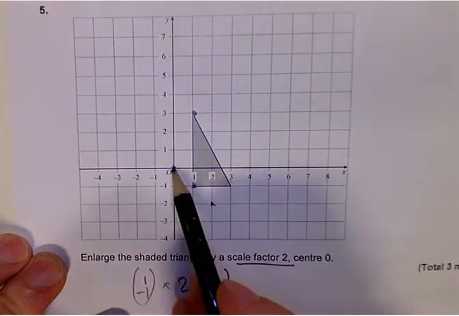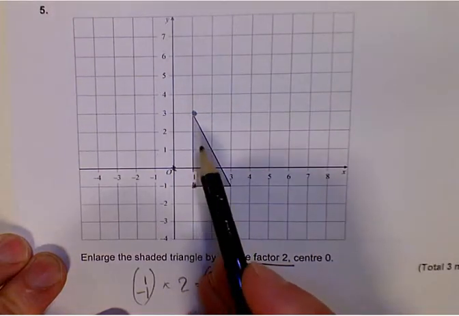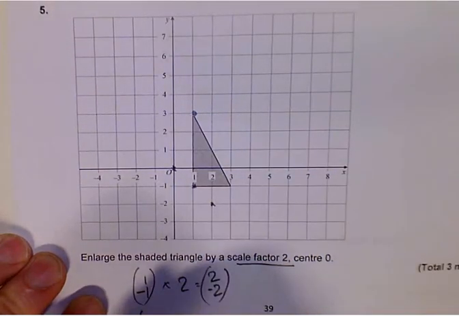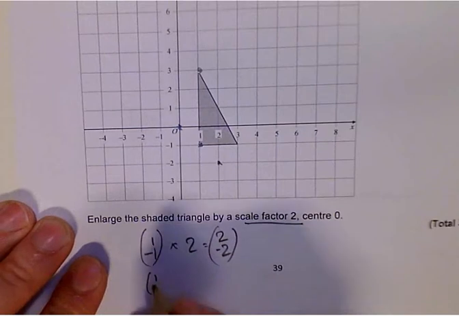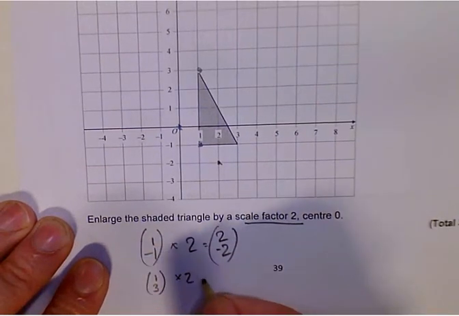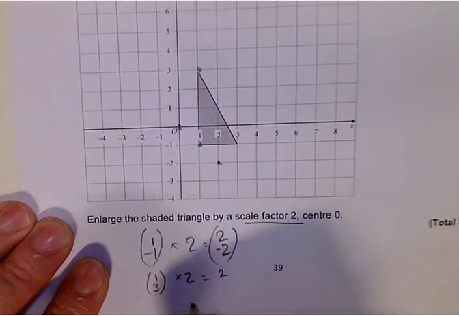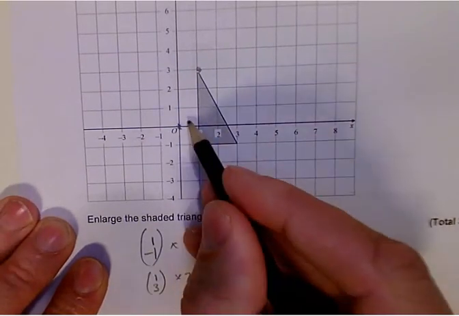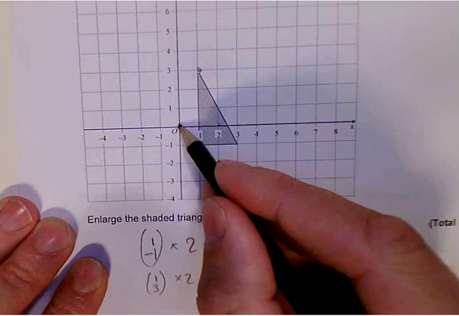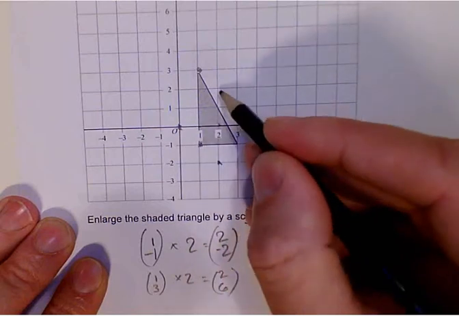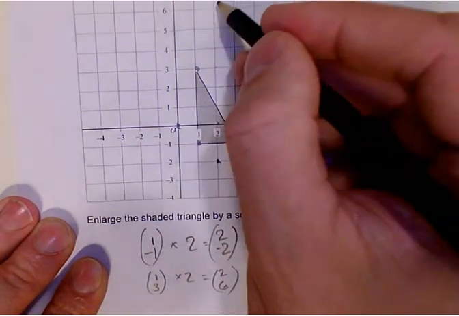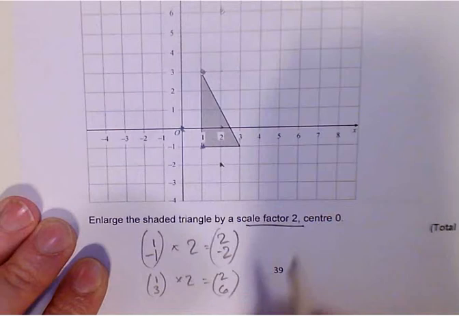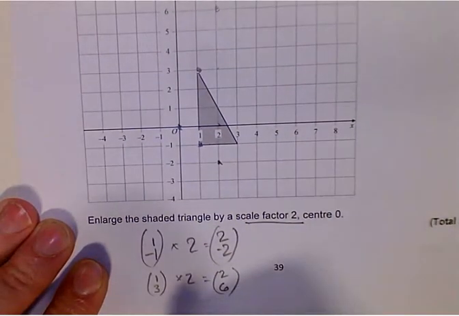Let's try this one. So I'm going to go 1 right, 1, 2, 3 up. 3 up. Scale factor 2, so times that by 2. 1 times 2 is 2. 3 times 2 is 6. So my new one is going to go, again from the centre, 1, 2, and 1, 2, 3, 4, 5, 6 up. That's my new point.